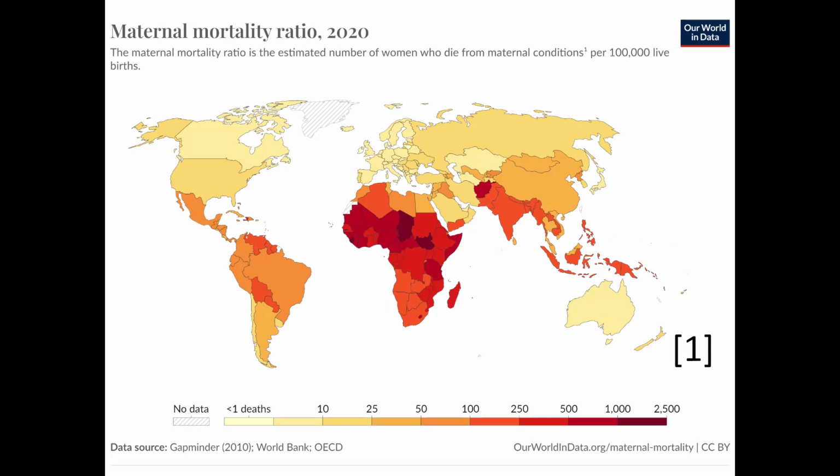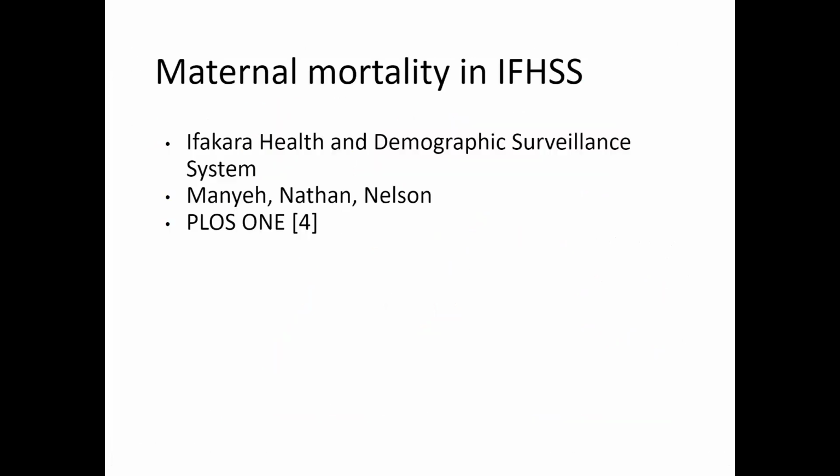We're going to look at a study called Maternal Mortality in Ifakara Health and Demographic Surveillance System, Spatial Patterns, Trends, and Risk Factors 2006 to 2010. This study was written by Alfred Manier, Rose Nathan, and Nelson Gill, and it is based off the Ifakara Health and Demographic Surveillance System, or IHDSS, which is a system that got informed consent from participants inside of Tanzania to take their health information and do research on it. This study was published in a science journal called PLOS One, which publishes peer-reviewed articles about science and medicine.